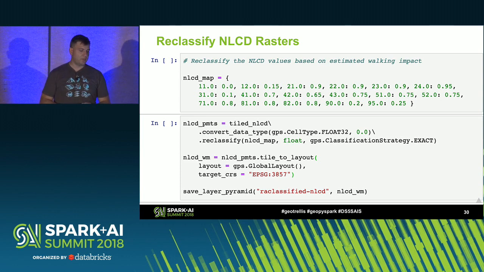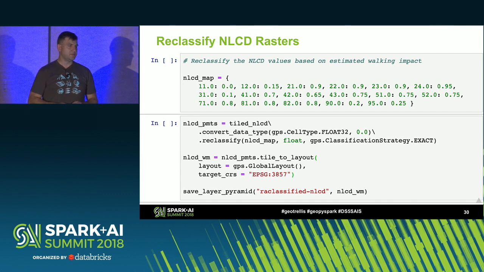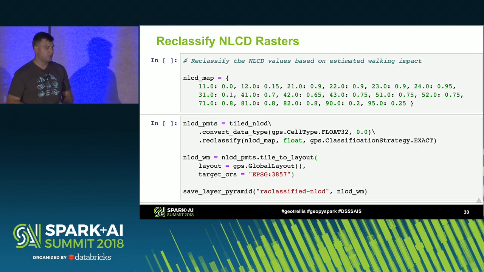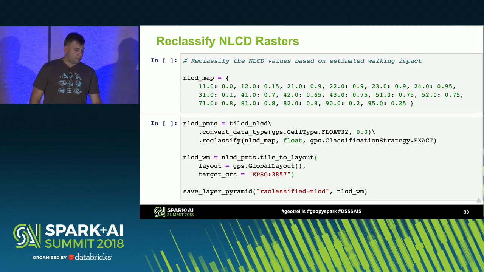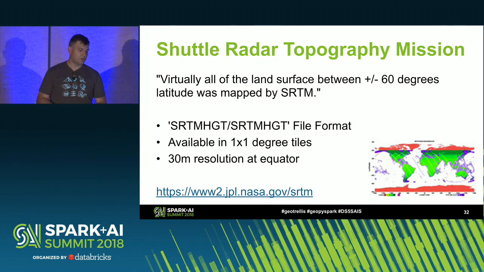We have a Python map that maps from a value to a ratio. We apply it to the raster layer. And that's kind of like the abstraction that we have in GeoPyspark: the tiled NLCD is the tiled raster layer. Underneath, it's an RDD of raster tiles keyed by their column and row in a particular layout. So we can save it. We can verify by throwing it into a web map that, yes, it looks good, and continue on our merry way to get some elevation data.